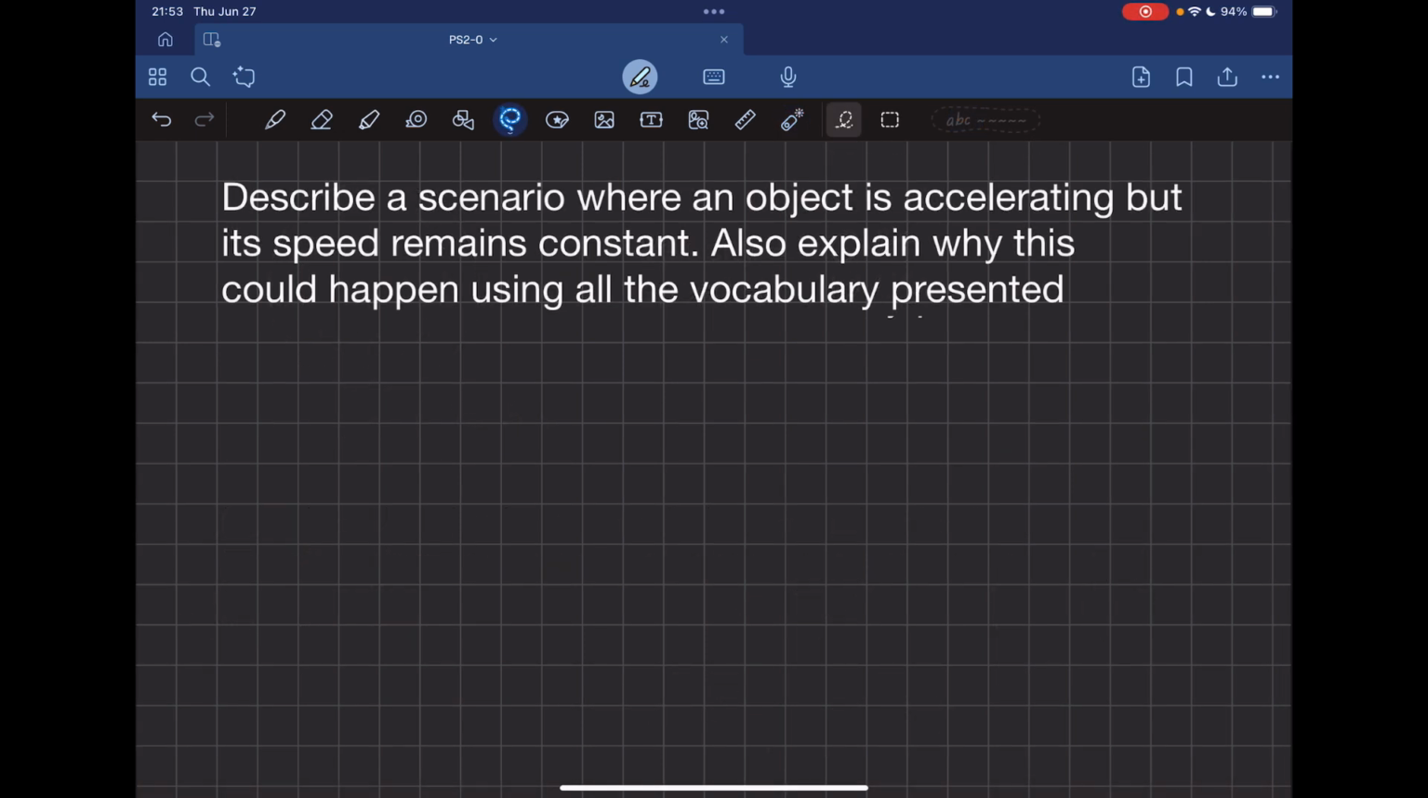Lastly, I'll leave you with a problem, a task for you to complete to test your understanding of the concept. Describe a scenario where an object is accelerating, but its speed remains constant. Also explain why that could happen using all the vocabulary that was presented.